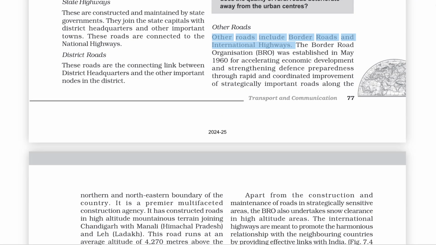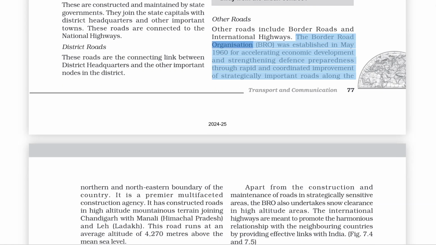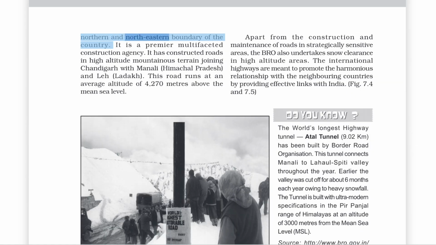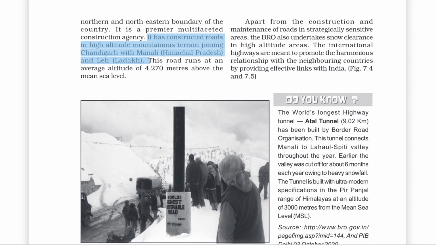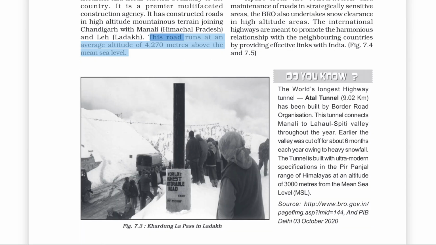Other roads. Other roads include border roads and international highways. The Border Road Organization (BRO) was established in May 1960 for accelerating economic development and strengthening defense preparedness through rapid and coordinated improvement of strategically important roads along the northern and northeastern boundary of the country. It is a premier multifaceted construction agency. It has constructed roads in high-altitude mountainous terrain joining Chandigarh with Manali, Himachal Pradesh, and Leh, Ladakh. This road runs at an average altitude of 4,270 meters above the mean sea level.